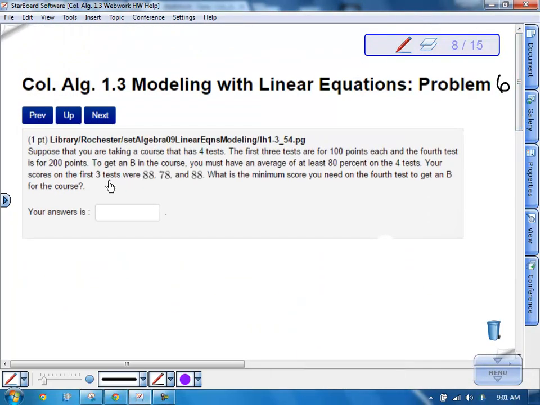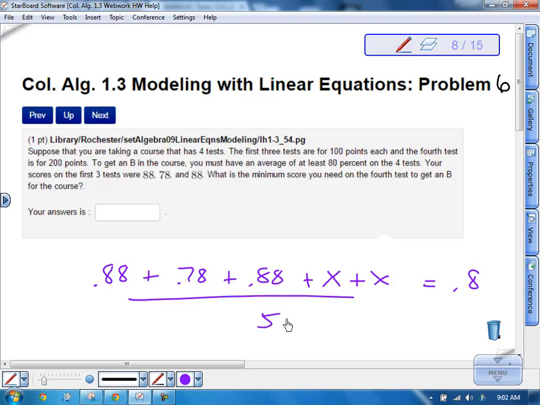Okay, so the next problem then, it says you have 3 tests. You have an 88, 78, and another 88. And you're going to take a 4th test, and you need to average to get an 80% in the class. So I'm going to do these as percentages. Now, I'm going to do the second one twice because it's worth twice as much. There's different ways to do this, but this is the way I would do it. And divide by the total, then there'd be 5 tests.